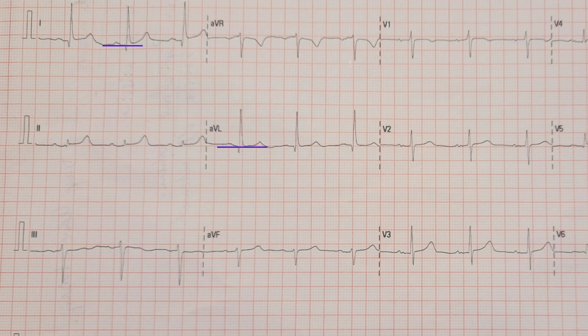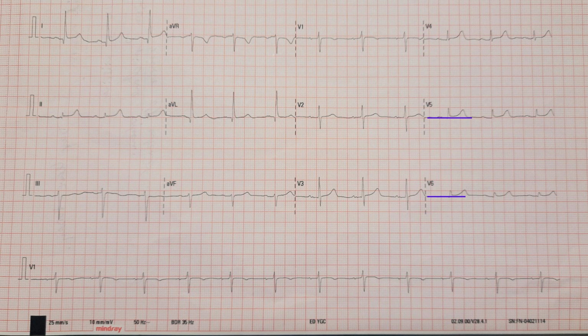In this ECG, there is evidence of ST segment elevation of about 1 mm in lead 1 and maybe about 0.5 mm ST segment elevation in lead aVL. There is also ST segment elevation of about half to 1 mm in leads 2, V5 and V6.